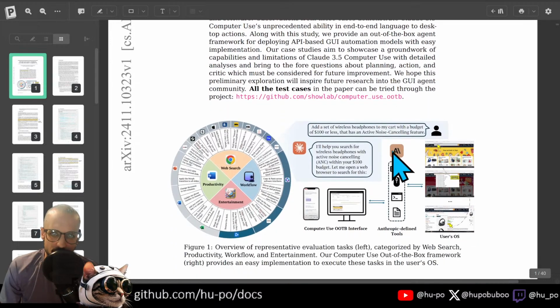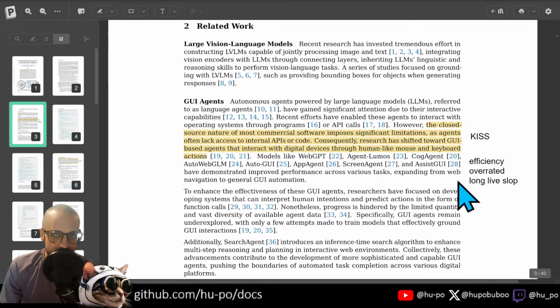And why is that a thing, right? Well, here's a very good argument. The closed source nature of most commercial software imposes significant limitations as agents often lack access to internal APIs or code. Consequently, research has shifted towards GUI-based agents that interact with digital devices through human-like mouse and keyboard actions.